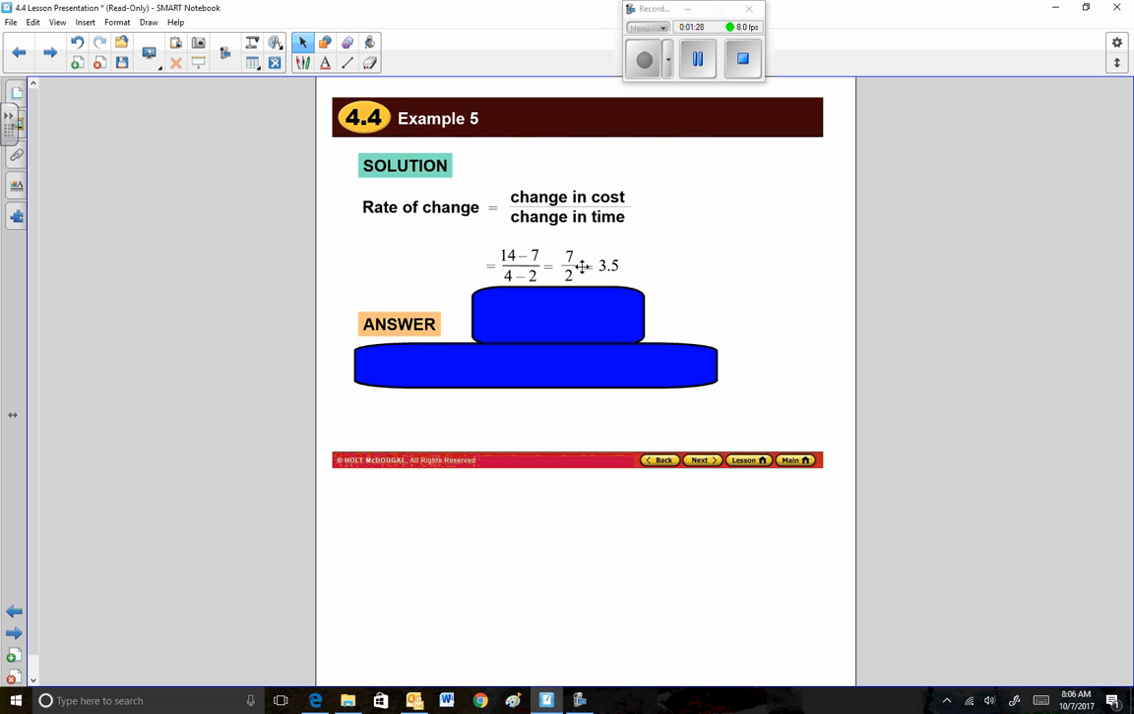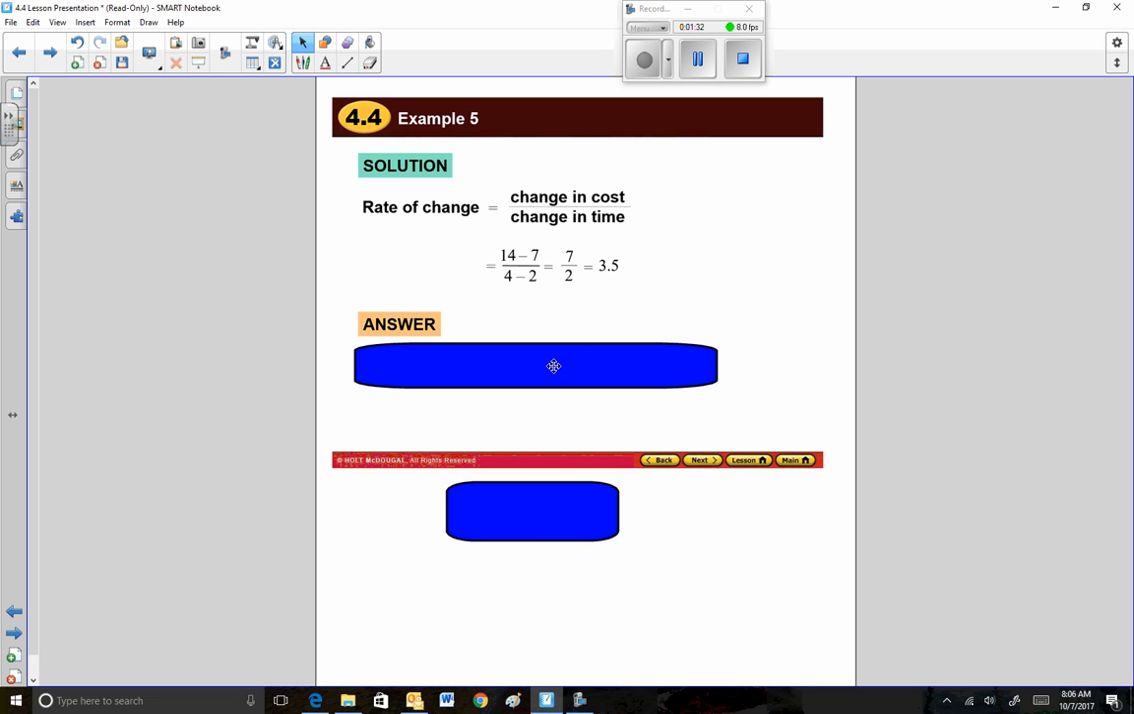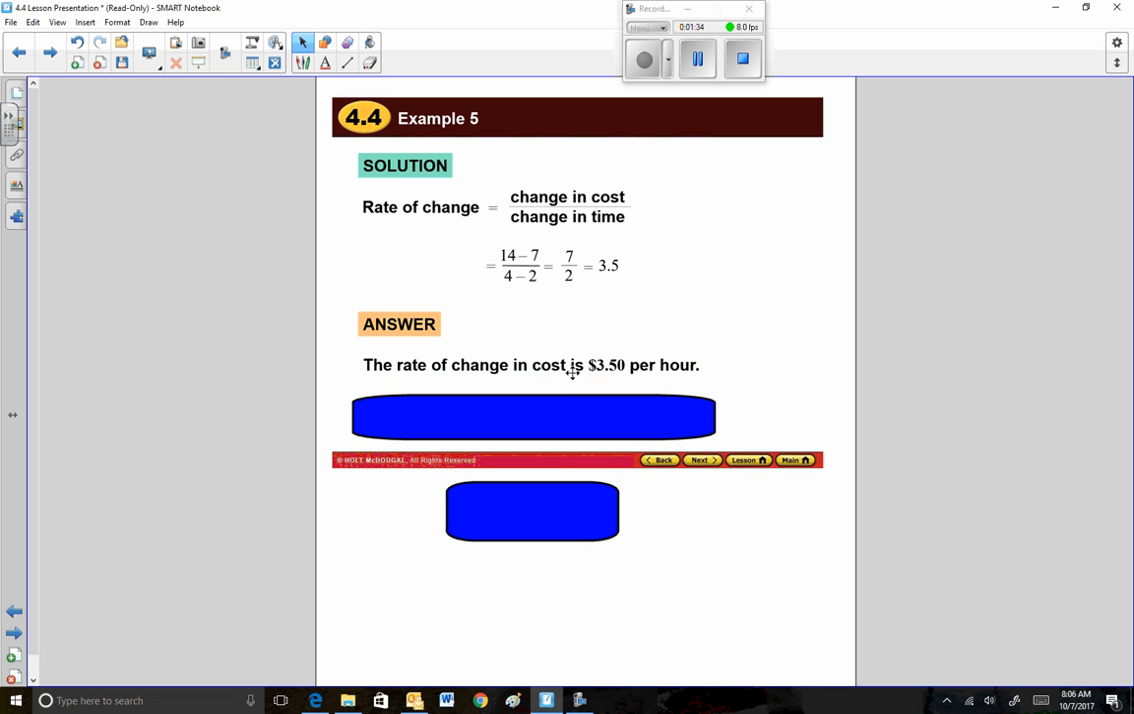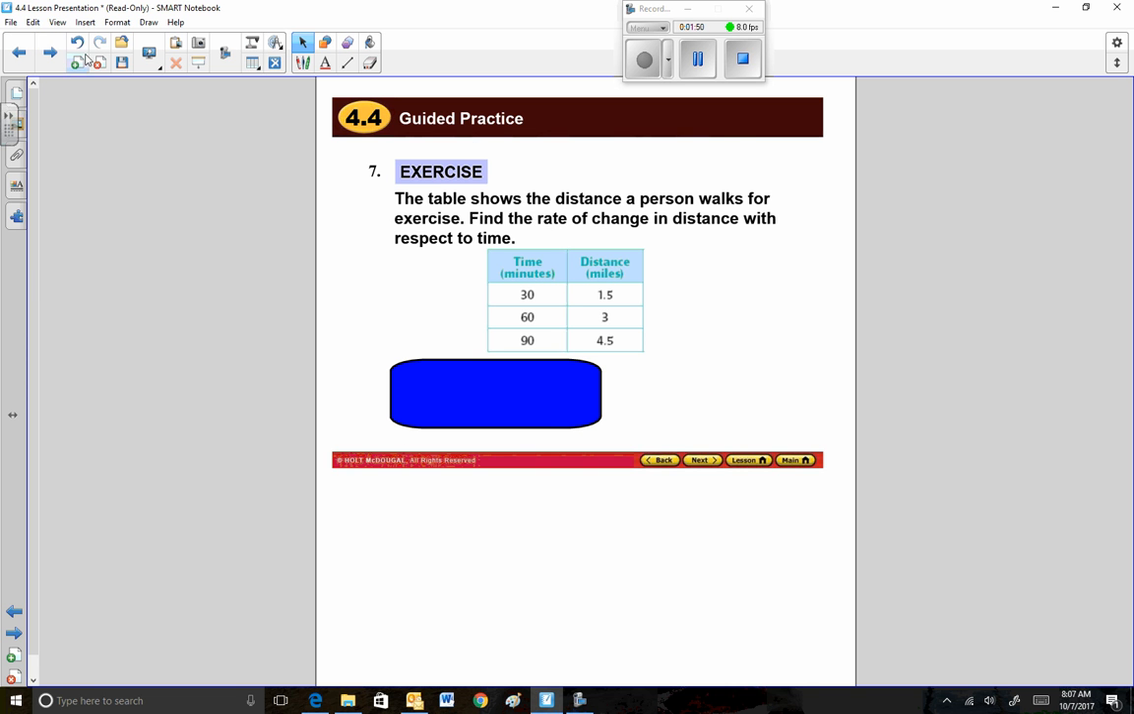And so you get 7 divided by 2, which is 3.5. So your change in cost with respect to time is $3.50. What does that actually mean? That means the rate that they're charging you is $3.50 per hour. So when you find this slope, you are basically finding the cost per hour. All right, let's take a look at another one.